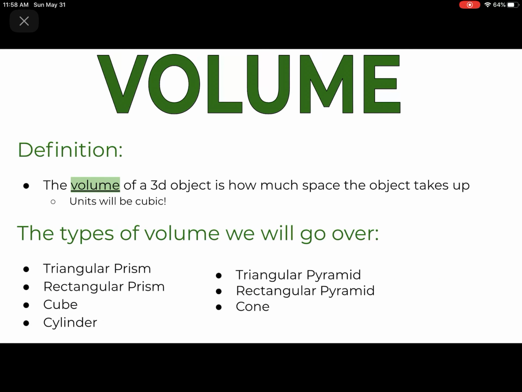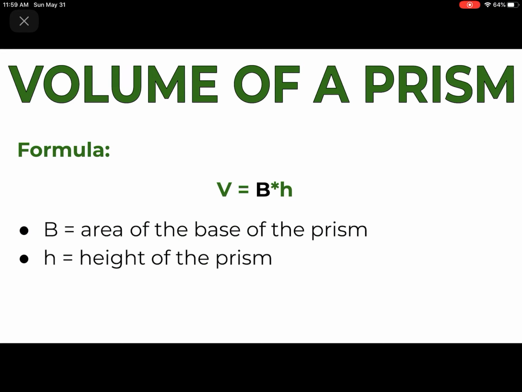Volume. The volume of a 3D object is how much space that object takes up. Our units are going to be cubic, so it's going to have the 3 on top. We're going to do 7 types: triangular prism, rectangular prism, cube, cylinder, triangular pyramid, rectangular pyramid, and cone. I'm not going into any of the more advanced or more difficult ones because it is the end of the school year and this is our last full lesson.